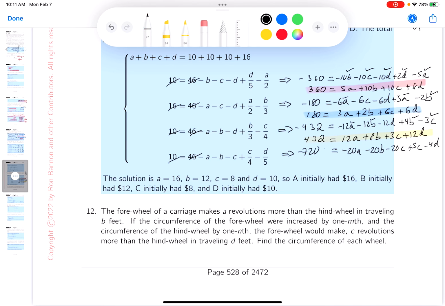Let me do the last one. 720. And let's take a look at this. I'm multiplying by minus 1, right? So 20A, 20B, and let's see, what do you get? Minus 15C, so 15C plus 4D. All right, by the way, I'm going to claim that this one is also important.